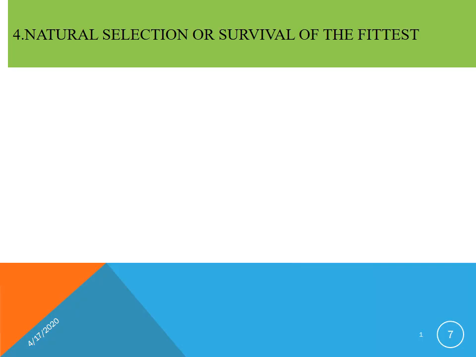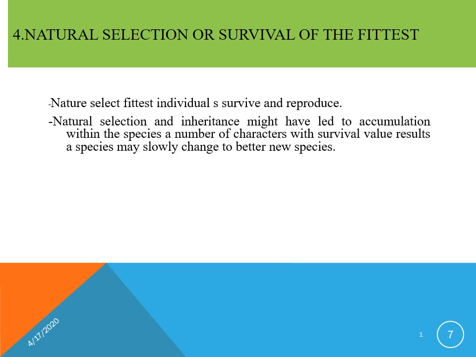So natural selection, or survival of the fittest, means fitness is totally concerned with reproduction. An organism can survive by having the ability to reproduce more. Natural selection and inheritance might have led to the accumulation within the species of a number of characters with survival value. The result: a species may slowly change into a better new species. Organisms survive on Earth with the help of nature and inheritance; organisms try to adopt changes, better adaptations from the habitat point of view. If an organism is surviving in a particular habitat, it tries to develop particular adaptations in its body.